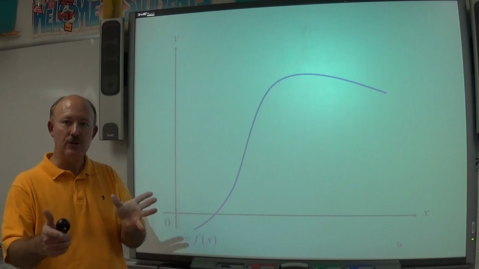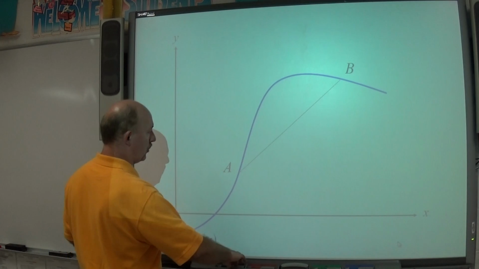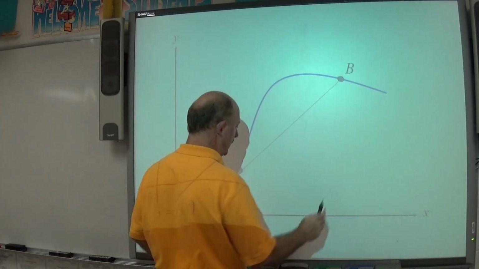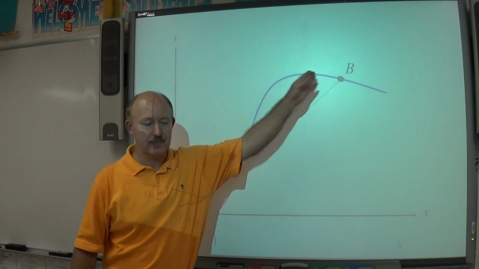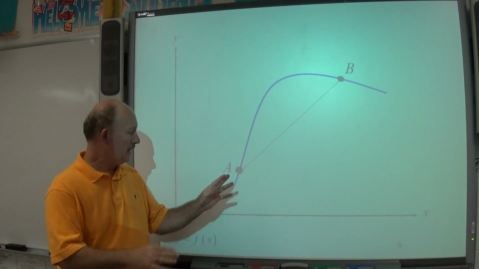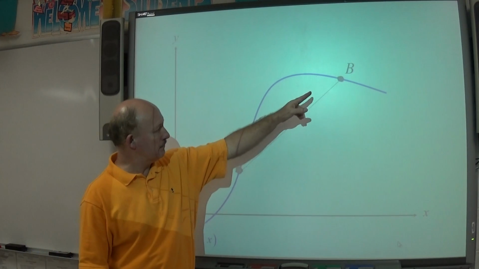Now let's pick out a section of the curve, say the section of the curve from A to B. So we're going to put point A right here, and point B right here. We're talking about just that part of the curve from A to B. The rest of the curve we're going to ignore. Now you can see the chord connecting A and B.